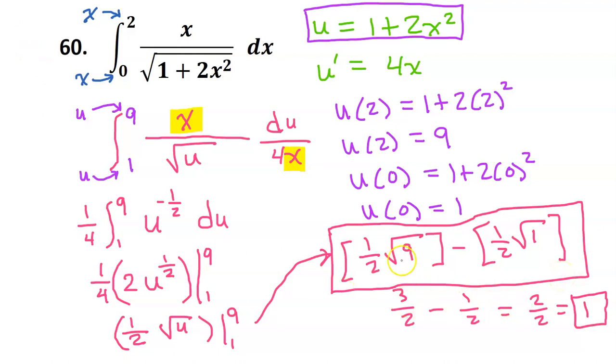Before I move on, I want to emphasize one more time. Notice that I never did substitute 1 plus 2x squared back in for u. That's because we changed the limits of integration. Instead of 2 and 0, which were x values, we switched over to 9 and 1, which are u values. So we did not have to switch over. We could just go ahead and evaluate using u.